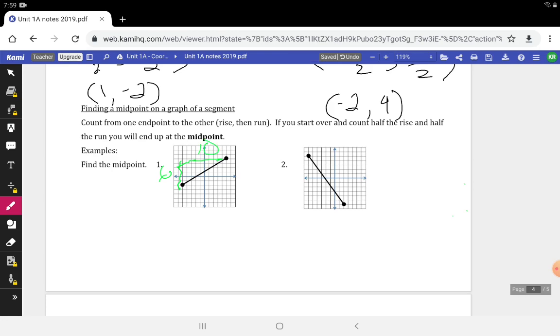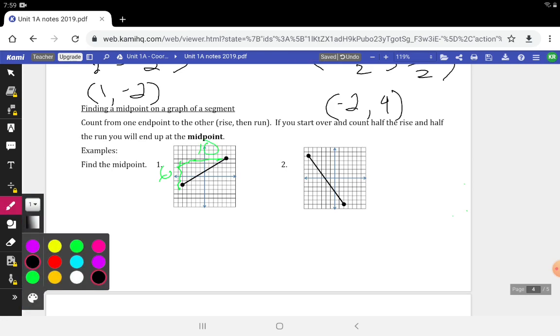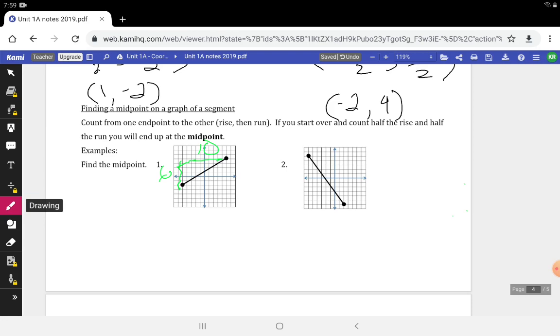All right, and then if we cut that in half, we would rise 3, 1, 2, 3, and run 5, 1, 2, 3, 4, 5, and we end up on the intercept 0, 5.